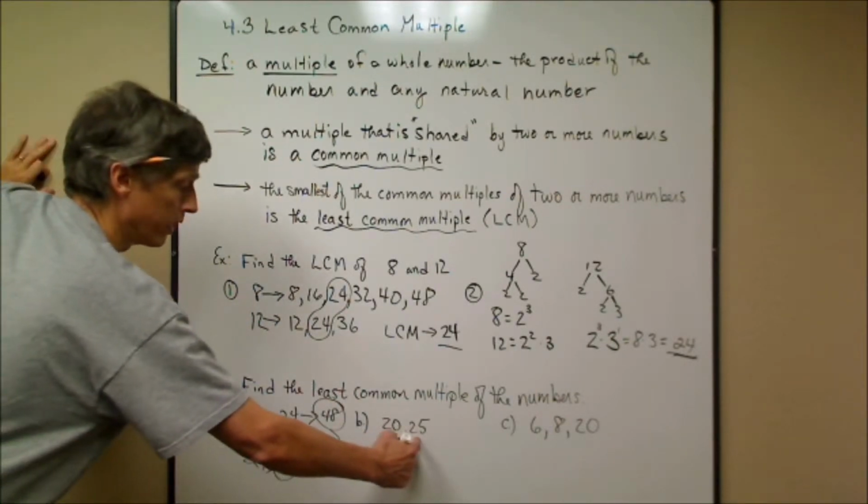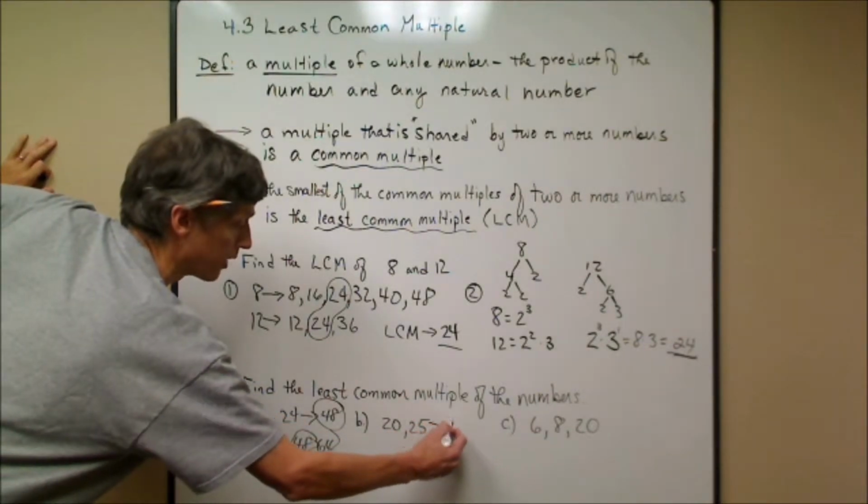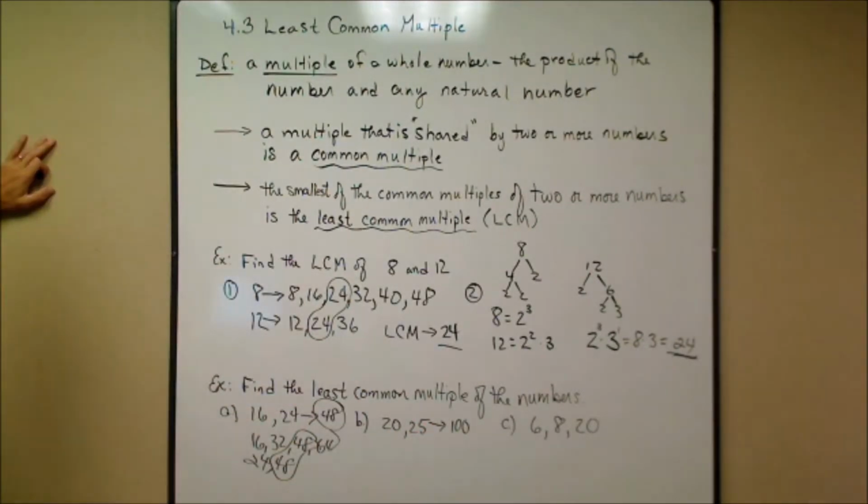Here, with 20 and 25, I'm thinking 100. 20 divides into 100 5 times.